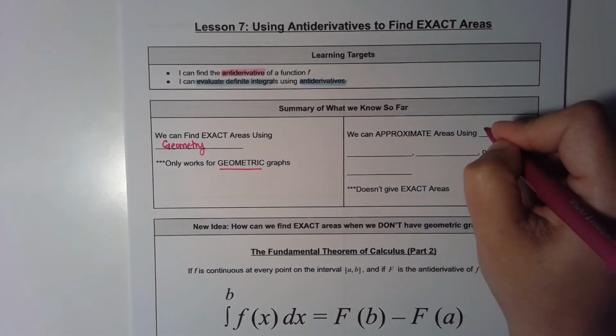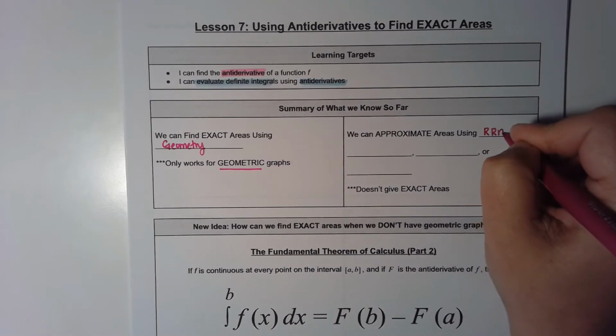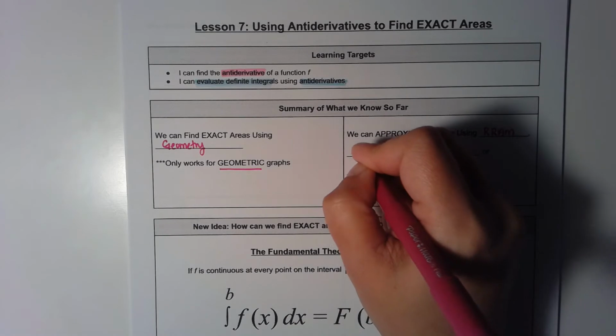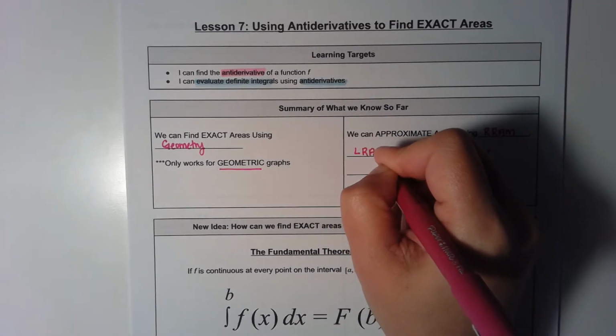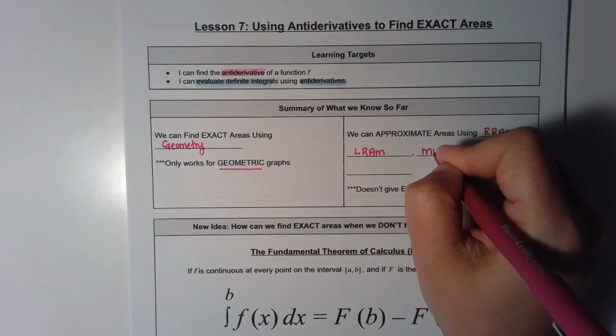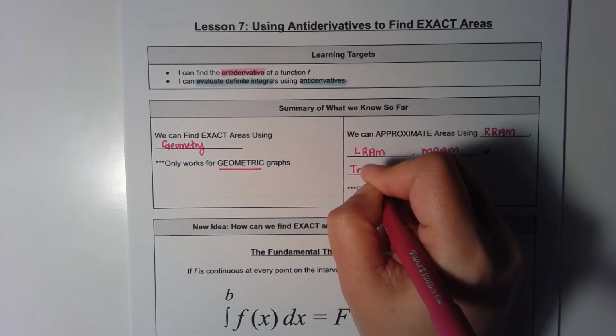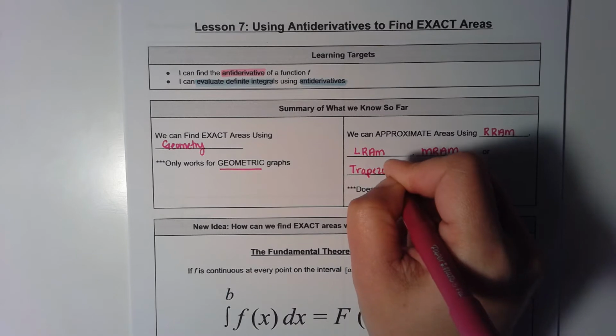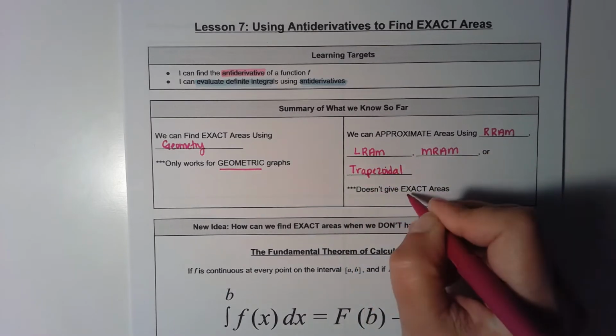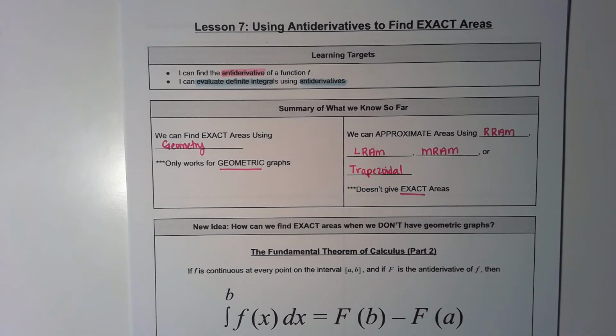We also know that for graphs where we can't use geometric formulas, we can approximate the areas. And we can do that using RRAM, LRAM, MRAM, or the trapezoidal approximation method. But the downfall for this is that it doesn't give us exact areas. So right now, we can either find exact answers using geometry, or we're forced to estimate.